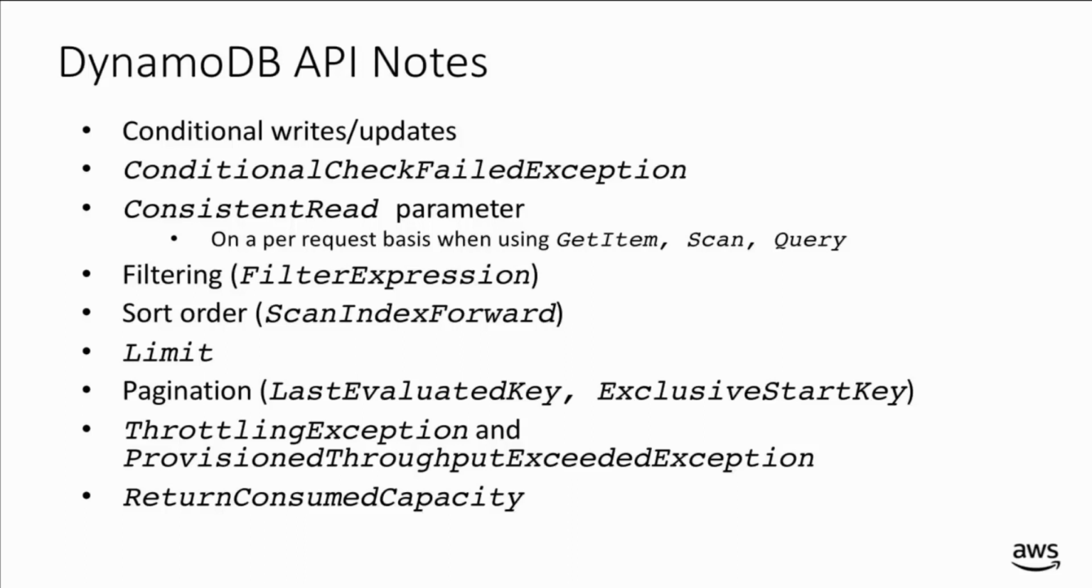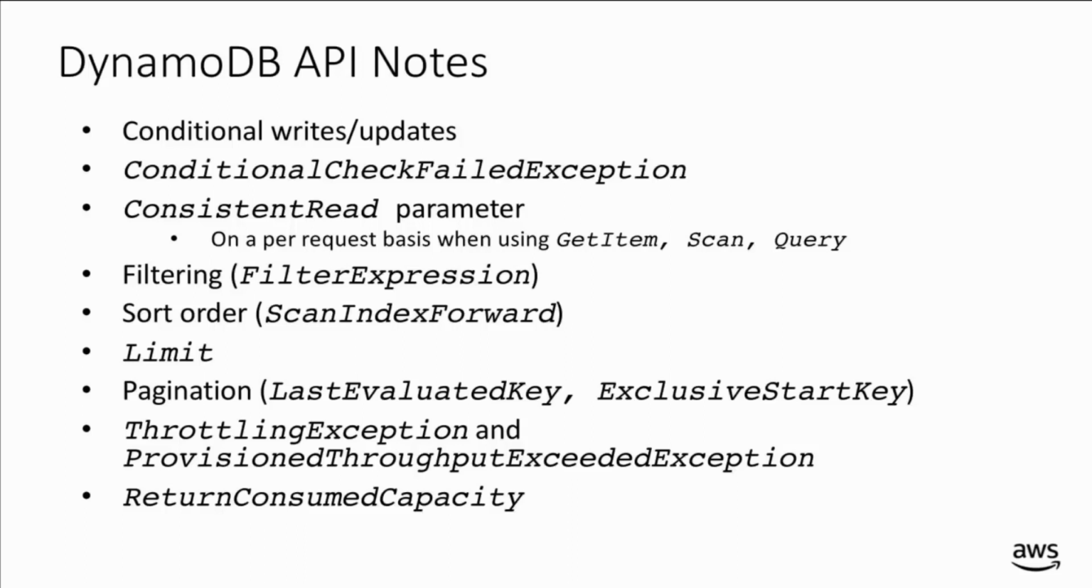Related to those are conditional check failed exceptions that you need to make sure to handle. Consistent read parameter is the parameter that's used with get item, scan, and query operations to specify whether that read should be consistent or eventually consistent. Filtering APIs, we have filter expression so that you can actually tell DynamoDB to filter data from the result set on the server side. You can also specify the sort order when you have sort key.